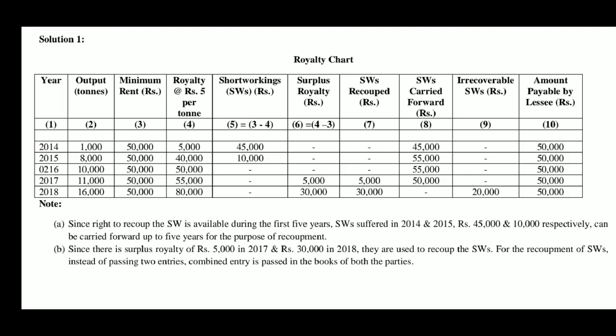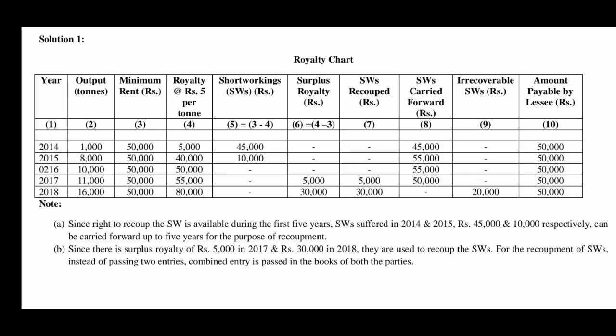But in the year 2017, royalty is more, 55,000, but 55,000 is not payable because surplus royalty can be utilized for the recoupment. Accordingly, 50,000 remains, that is payable in fourth year also. In fifth year also, surplus royalty is 30,000. Though royalty is more than minimum rent, actual royalty is not payable. 30,000 surplus royalty is utilized for recoupment. The remained is rupees 50,000 itself is payable.